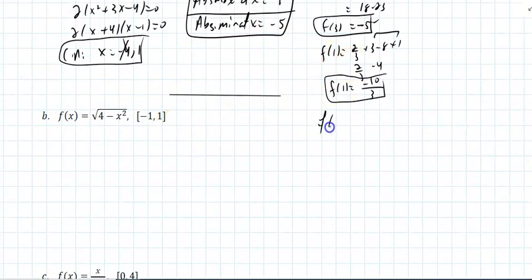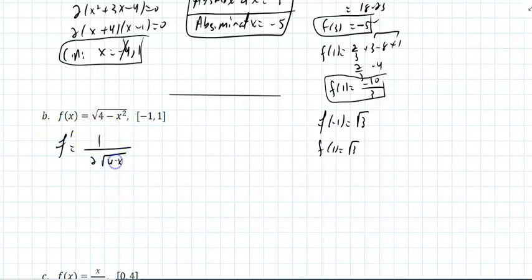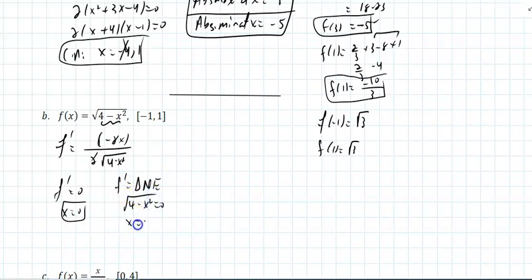Same deal here. If I take f of negative 1, that is the square root of 3. If I take f of 1, that is also the square root of 3. Well, these are the endpoints. What happened in between? If I take a derivative, that is 1 over twice the square root of 4 minus x squared, times negative 2x by the chain rule. So where does f prime equal 0? That's when x equals 0. And where does f prime not exist? That happens when 4 minus x squared equals 0, or x equals plus or minus 2. But since the interval is between negative 1 and positive 1, that doesn't exist.